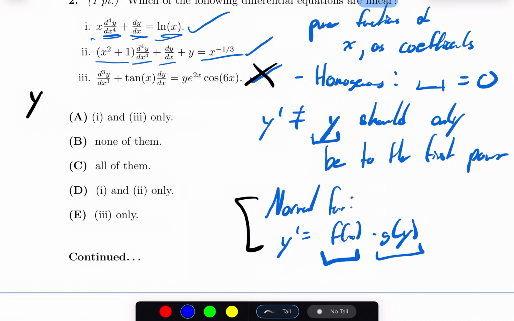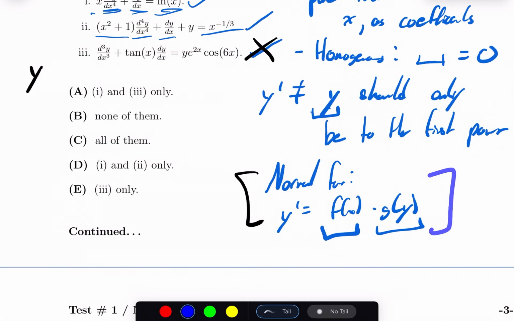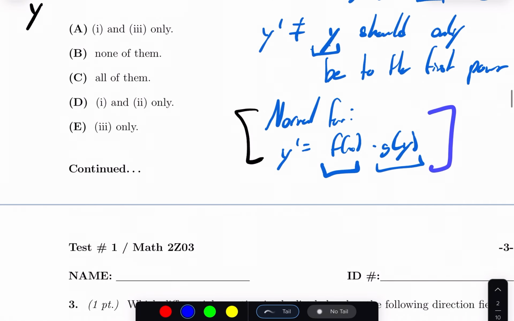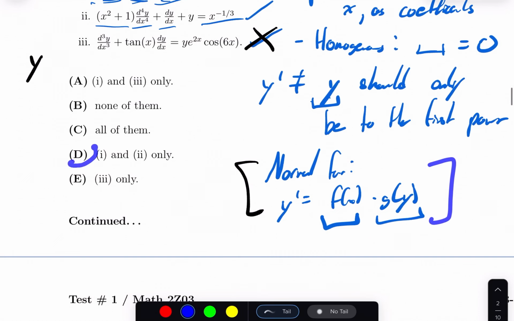For this one, even if I factored out dy by dx, I'll still have d2y by dx squared. And I can't isolate for dy by dx in any way, shape, or form here. And so that's why this one's not linear, because I can't get into normal form. That's it. So the answer is just the first one and the second one. D.